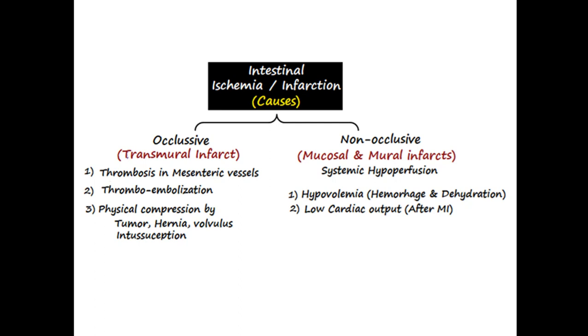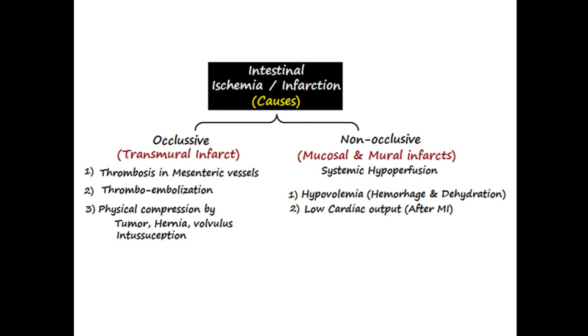The occlusive type of causes mostly cause the infarction of the whole thickness of the intestinal wall, while in non-occlusive types of ischemia and infarctions, the mucosal and mural infarcts occur. In mucosal infarction, the mucosa, which contains the epithelial lining, lamina propria, and muscularis mucosa, are affected. But if the non-occlusive infarction or ischemia becomes severe, it may cause mural infarcts in which the mucosa and submucosa both are affected.